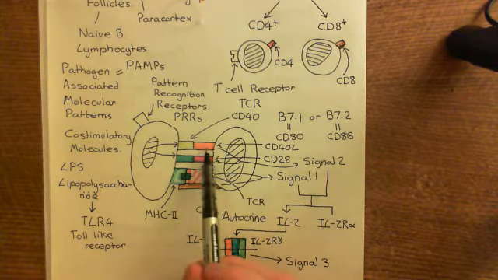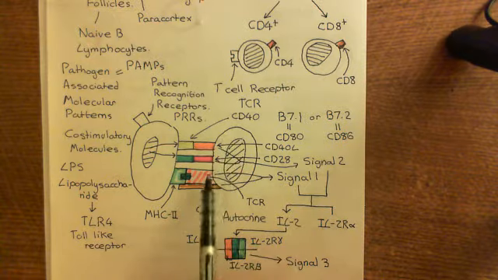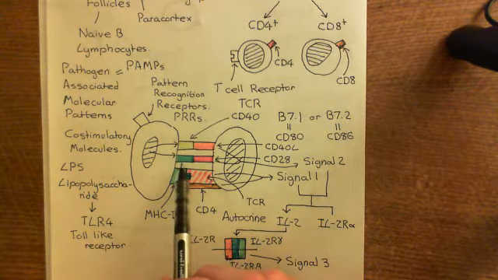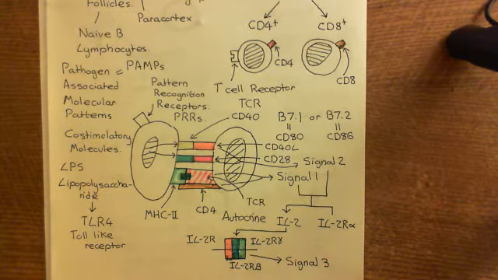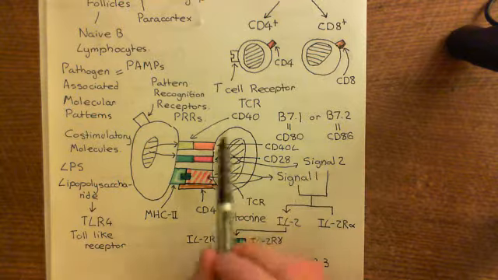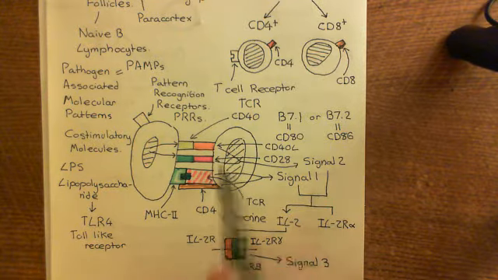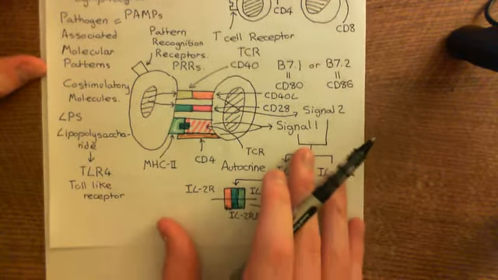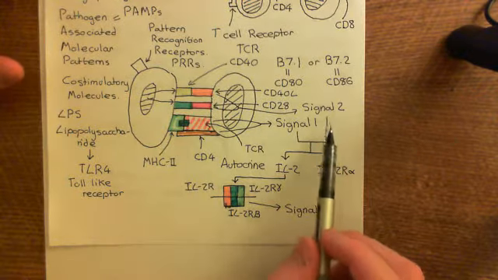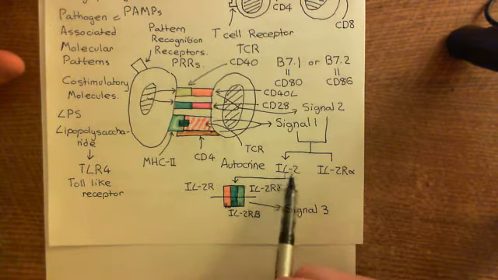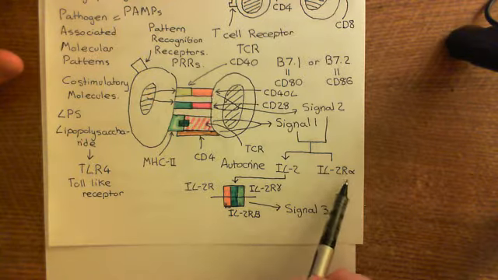The CD40 will then bind to the CD40 ligand on the surface of this naive CD4 positive T cell, and the B7.1 or B7.2 will bind to the CD28 on the surface of this naive CD4 positive T cell. And that will trigger signal 2 within this naive CD4 positive T lymphocyte. So everything's the same so far. What will happen is it will diverge in a moment. Then signal 1 and signal 2 will induce the expression not only of interleukin 2 but also the interleukin 2 receptor alpha component.